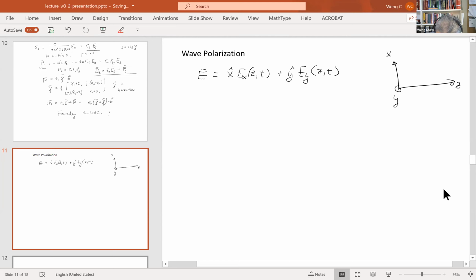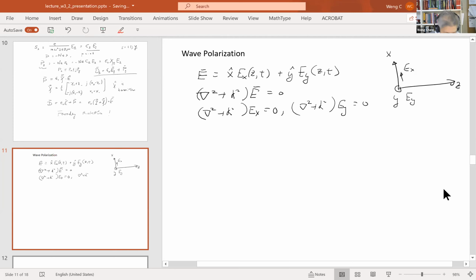So there is an Ex that points in that direction. And then there's an Ey that points out of the paper, okay? So the electric field is something like this. By the principle of linear superposition, you can find the solutions because they show that the electric field satisfies this Helmholtz wave equation. So you can take the X component and show that this is true, and then you can take the Y component and show that this is still true. And then argue that each of them will be like that.